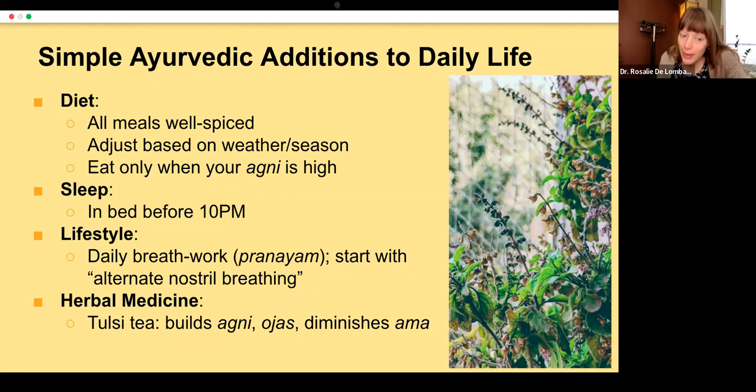Lastly, here is herbal medicine. Okay, one of the famous herbs in Ayurveda is tulsi, or holy basil, and it's holy in Ayurvedic medicine in that it has a lot of wonderful actions. It builds our Agni, it builds our Ojas, and it diminishes Ama. Sort of as a whole, this is quite an energetic and helpful herb that is far-reaching to all individuals and all doshas.